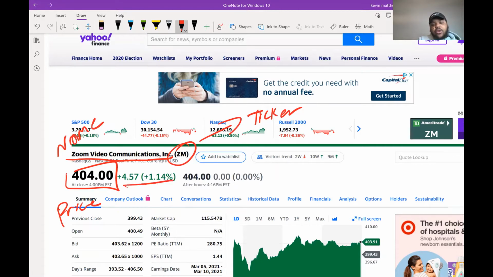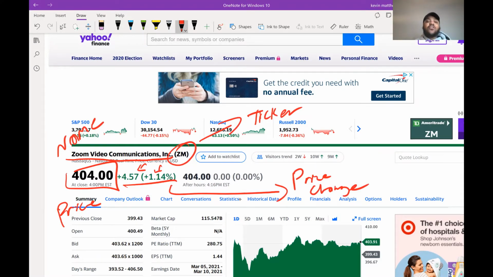And then here is the price change. This is telling us that you would have made $4.57 from today versus yesterday. So if I bought it yesterday, it went up $4.57. That's great for me. And then here you see the percent change, which is the same thing. It just says it went up 1.14%, which is a good comparison to kind of tell you how much money that really is.